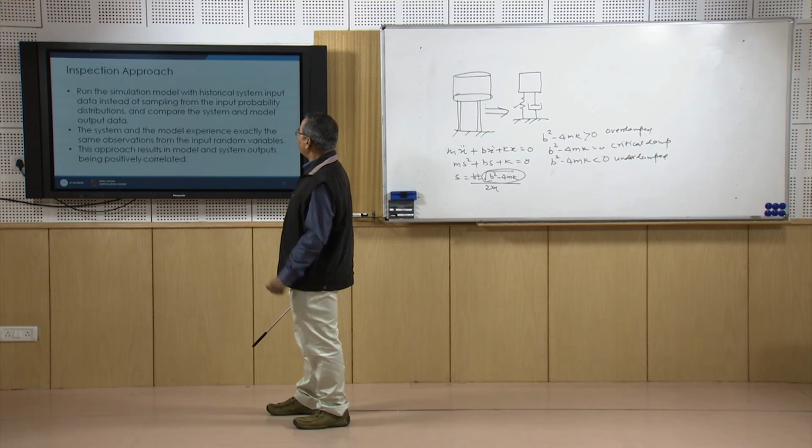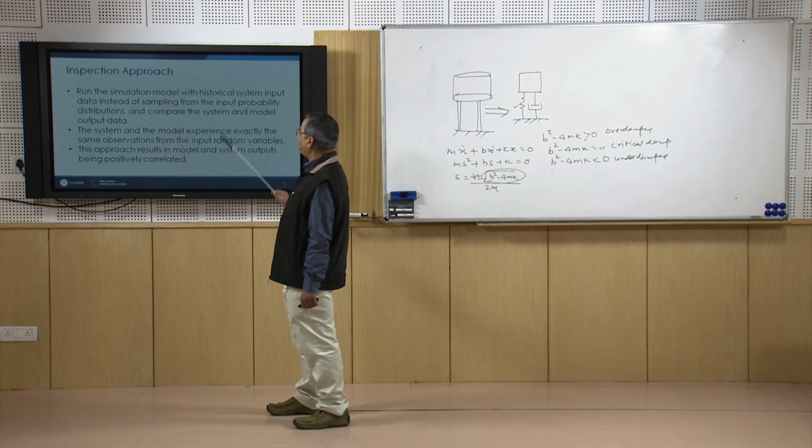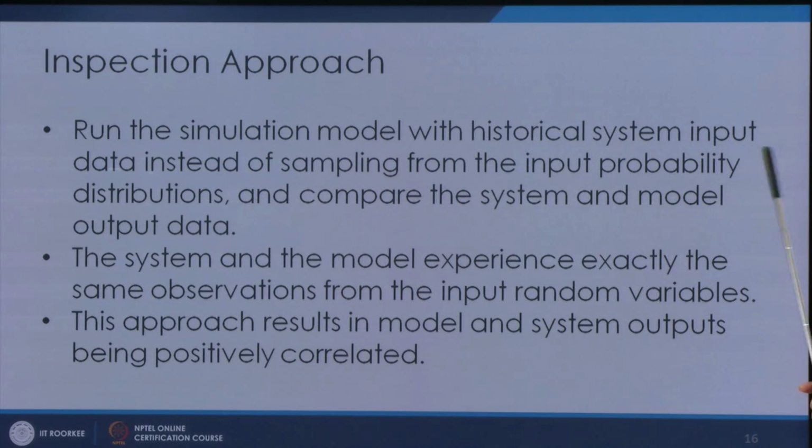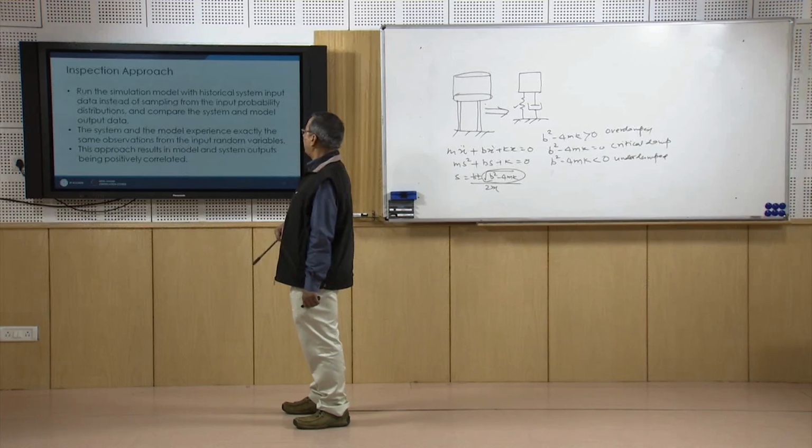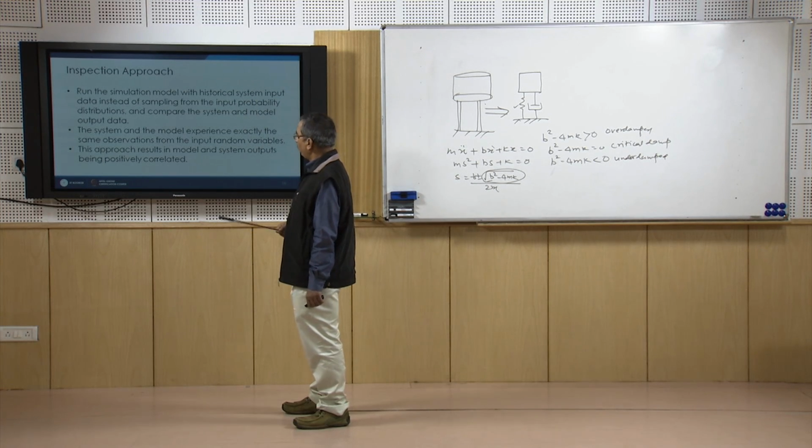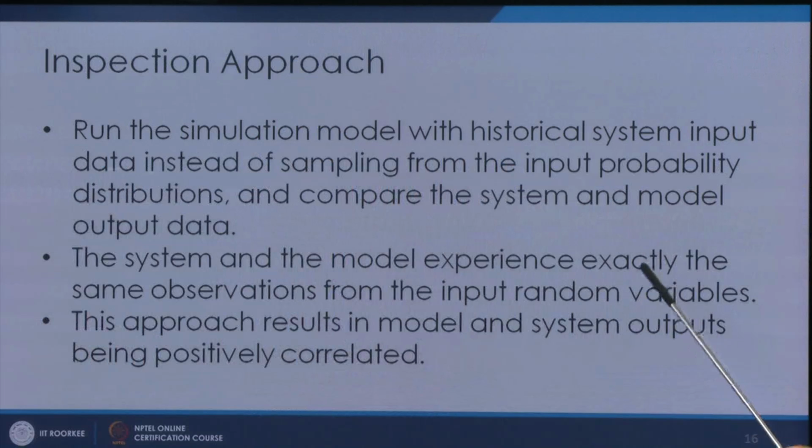In the inspection approach, we run the simulation model with the historical system input data instead of sampling from the input probability distribution, and we compare the system and the model output data. The system and the model experience exactly the same observations from the input random variables, and this approach results in model and system output being positively correlated.